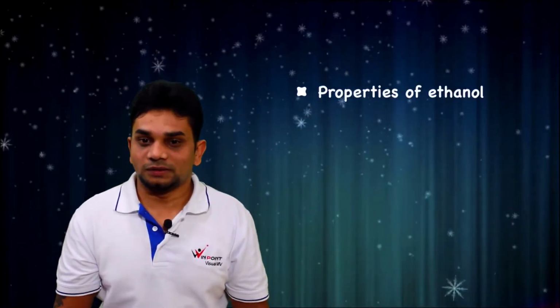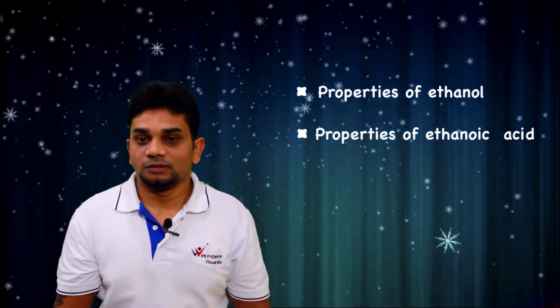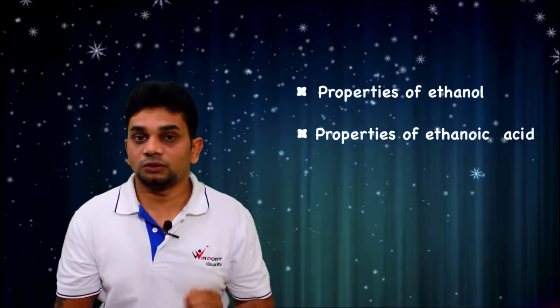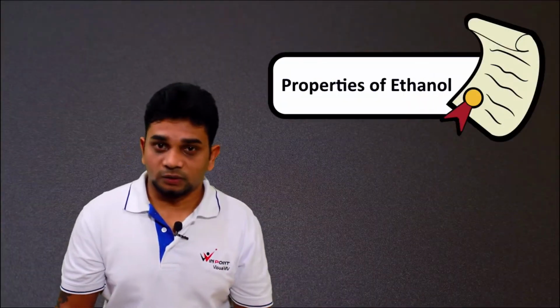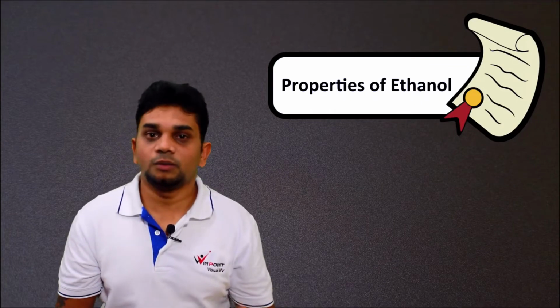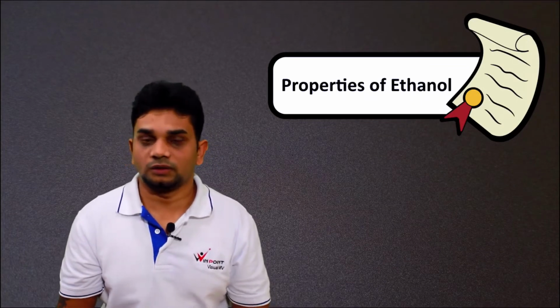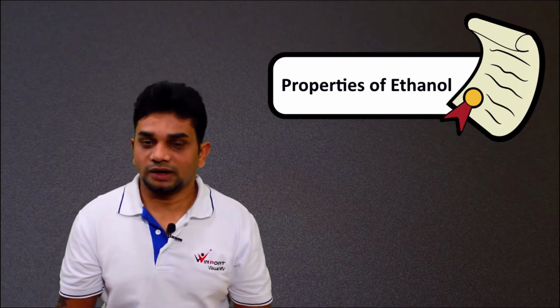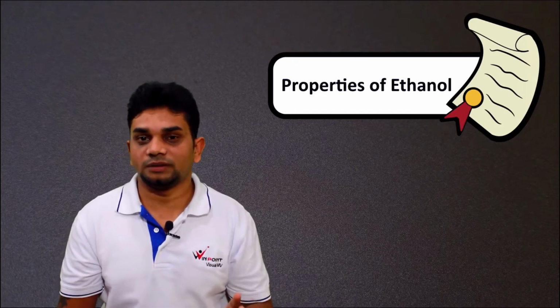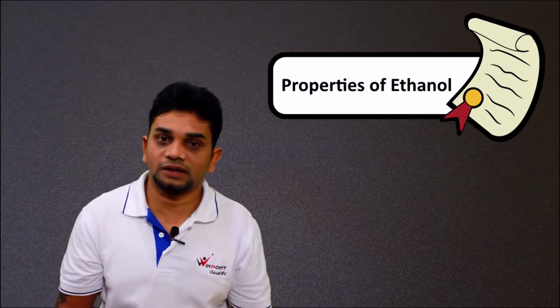Today we are going to cover properties of ethanol and properties of ethanoic acid. These two topics are very important from the exam point of view. Properties of ethanol. First we need to know the formula of ethanol. What is the formula of ethanol? Ethanol means there are two carbon atoms, right? So two carbon atoms and one hydroxyl group, that is ethanol.